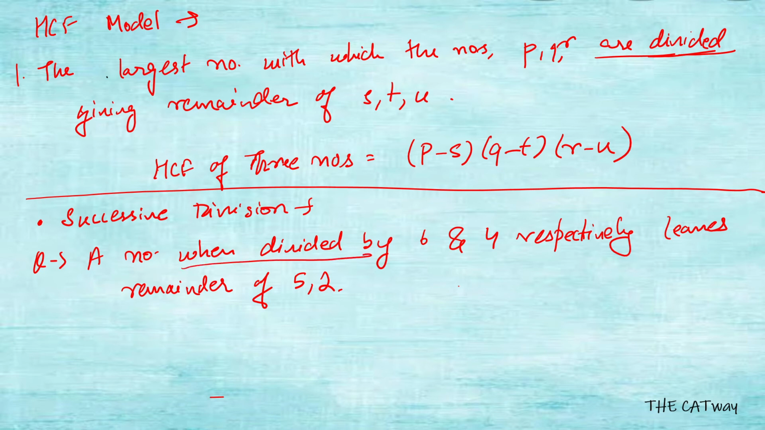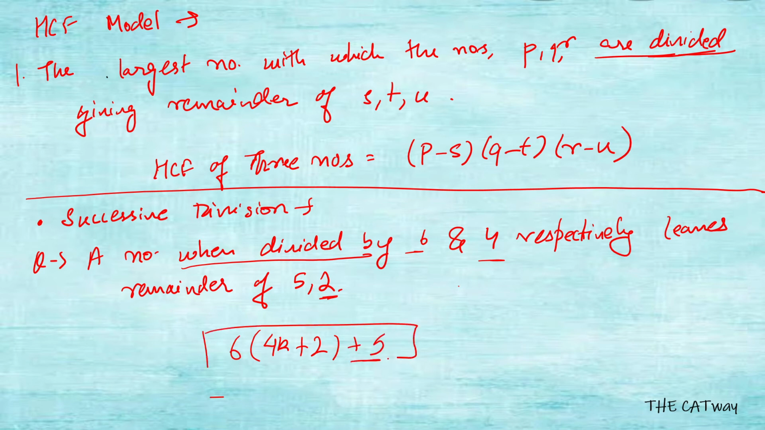Okay, so what we do here is we take the "when divided by" part, and after that whatever the last number we have, we write that number in form of k. That is, the last number is 4, so we write it 4k, and from the remainders, we take the last number and we write it as plus 2. So 4k plus 2. Then after that we write 6 here and plus 5 because this is the remainder. So this is the form of the number.